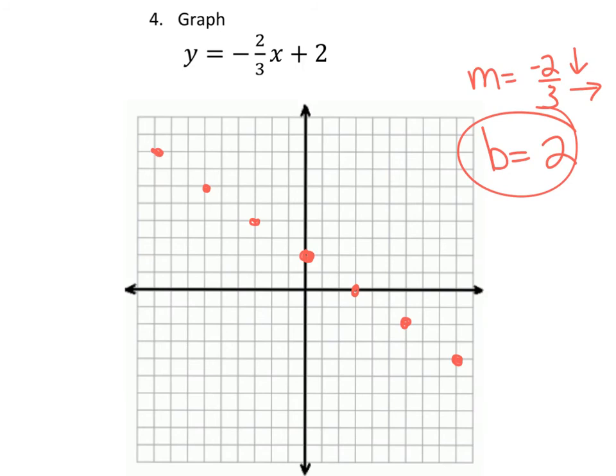And then the rule of thumb is you draw a great diagonal line through those points, and it should be the same size as your coordinate plane.